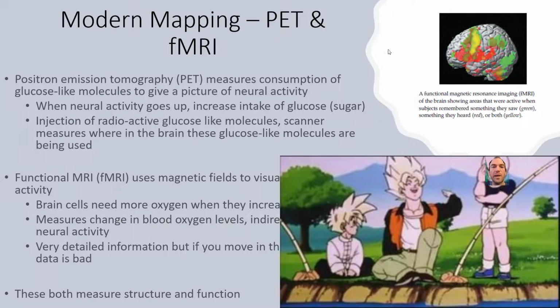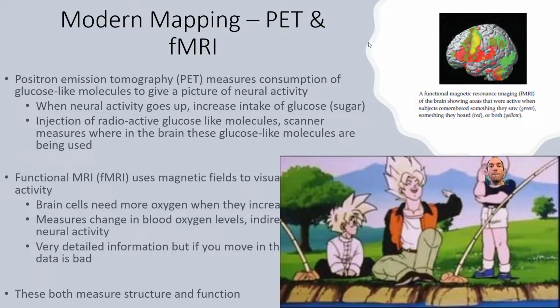And then next I want to talk about PET scans, which measure consumption of glucose-like molecules to give a picture of neural activity. When neural activity goes up, it increases the intake of glucose, sugar. So neural activity requires sugar. What researchers do is inject radioactive glucose-like molecules. Scanners measure where in the brain these glucose-like molecules are being used. So you basically inject somebody with these glucose-like molecules that light up in the scanner, so you can literally see them.